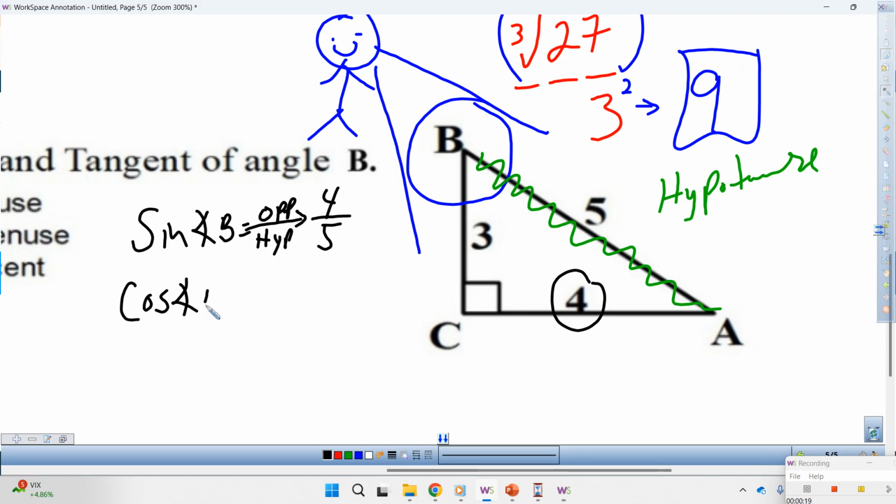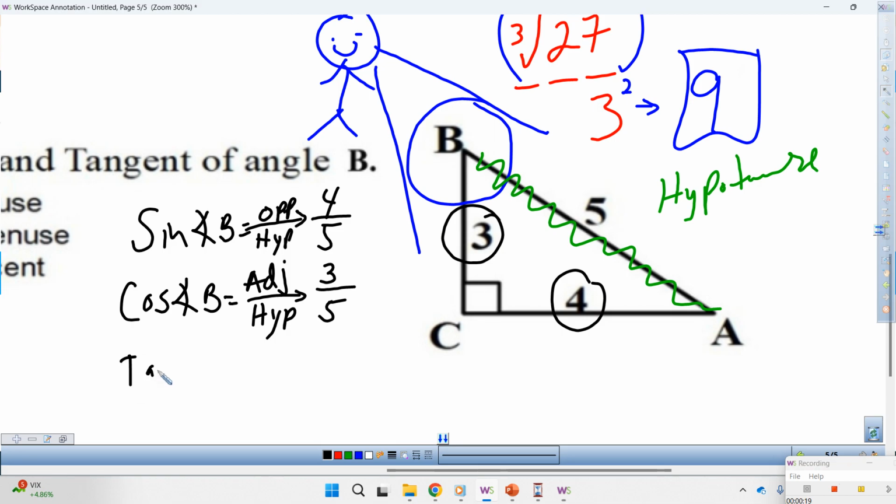Cosine of angle B is adjacent side over hypotenuse. So if I'm looking at it through here, which side is adjacent or next to angle B? Well, one of them is next to angle B, but that can't be because it's already called hypotenuse. So that means the other side that's next to angle B is 3. So it's 3 over 5.